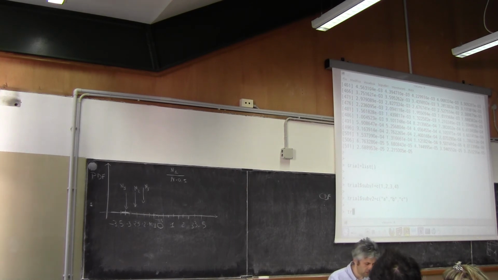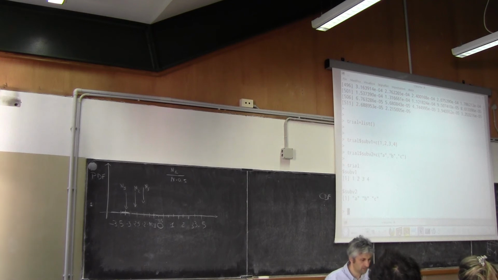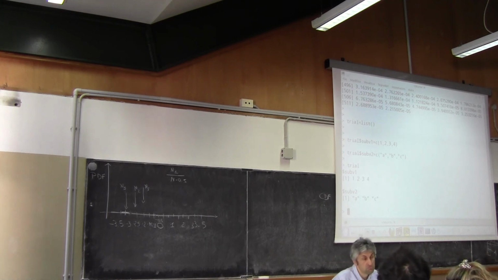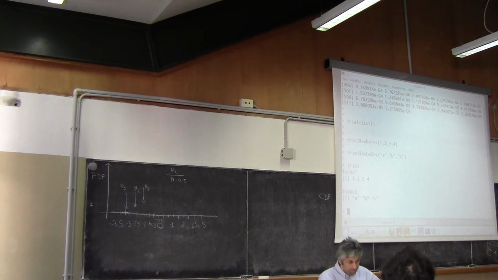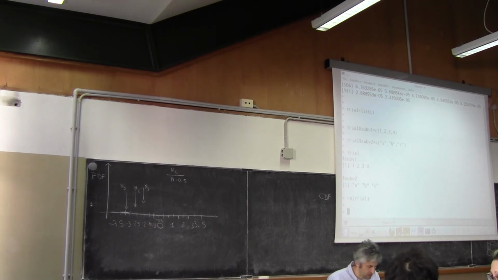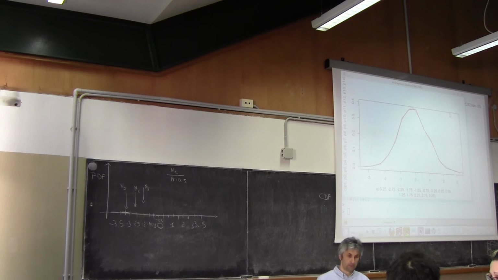Now if you just type trial, you get the list 1, 2, 3, 4, A, B, C. This is useful because sometimes you may want to compact some similar variables, like a vector and the names of the elements of the vector, within a list. Okay. Now let's go back to our statistics and our plot. You see that indeed the definition that I provided to you is correct.